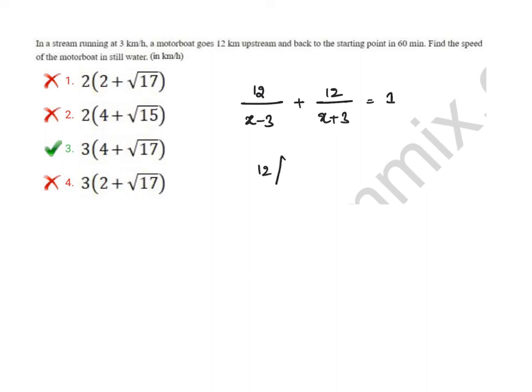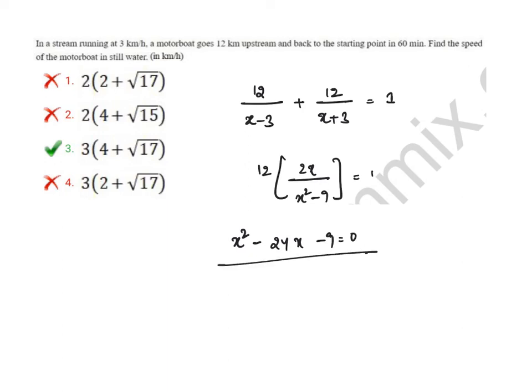So 12 you take common, it will be 2x by x square minus 9 equals 1. So the whole equation becomes x square minus 24x minus 9 is equal to 0. So the solution of the quadratic equation is minus b, that is 24, plus or minus root of 24 square, that is 576, plus 4ac, by 2a.